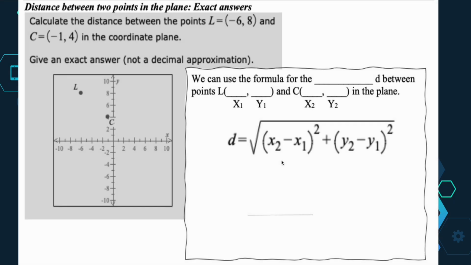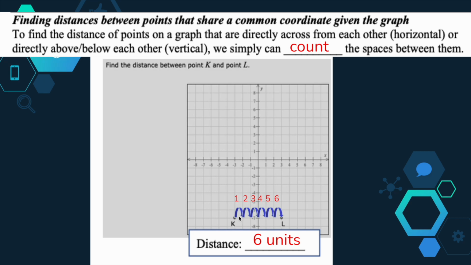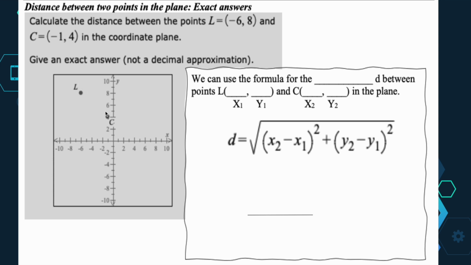Okay. All right. So the next one, we're very rarely going to have points that are nicely right across from each other or above and below each other. We're more than likely going to have points that are diagonal from each other. So to calculate the distance between the point L here, which they give you the coordinate, and point C, they don't give you the coordinates on the graph, but they do give you the coordinates up here. We need to use what's called the distance formula, okay? Because we can't simply just count between them now. And they're asking us to give an exact answer, not a decimal approximation. So if we get to the end and we can't actually take the square root of a number, then we leave the square root sign, okay? And we'll deal with that when we get down to the bottom here.